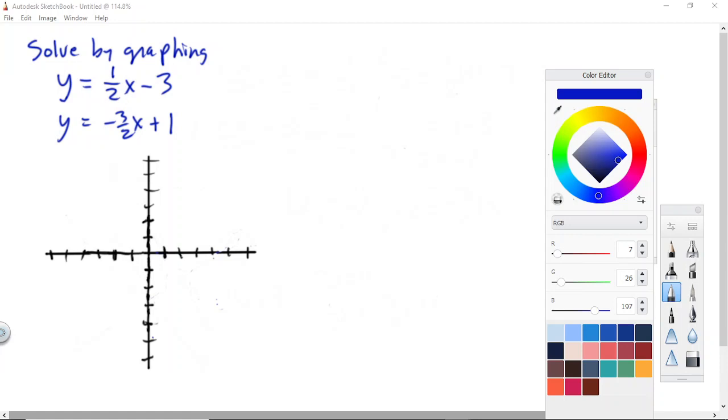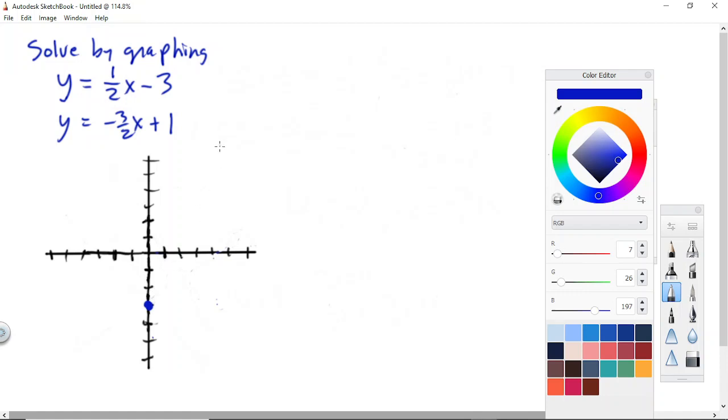Okay, we're back, so let's look at this. Let's look at the first one. And the y-intercept is -3, so we'll plot that. And then we need one more point, and we can draw that line.